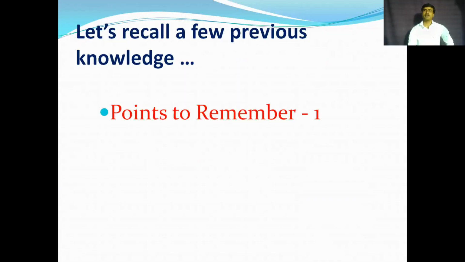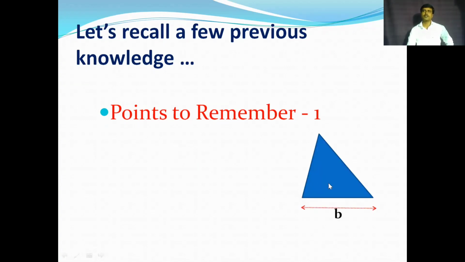The first previous knowledge that we should know is all about area of a triangle. In this triangle, if this is taken as the base of the triangle, the shortest distance from its opposite vertex to this base is called altitude. That we are taking as the height or altitude. The formula is very simple. Area of triangle A is equal to half into product between base and the height.